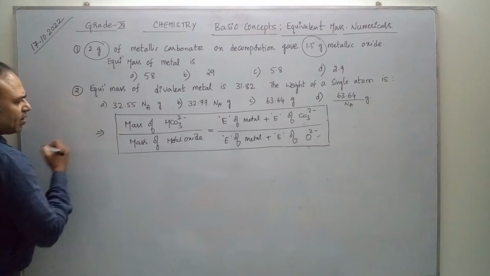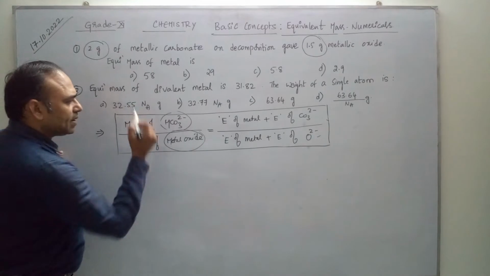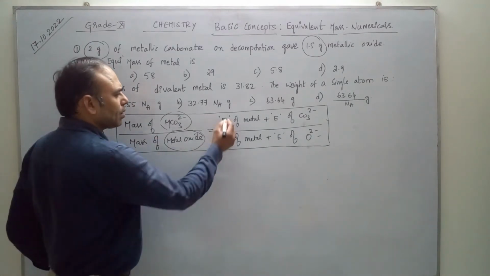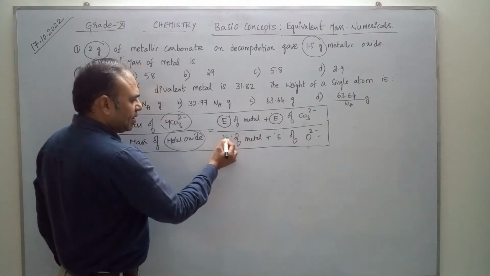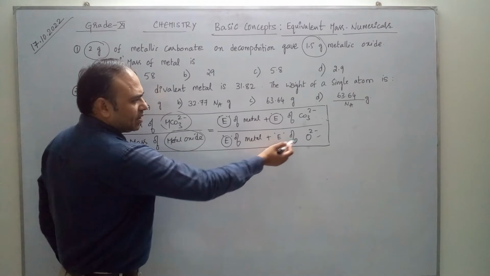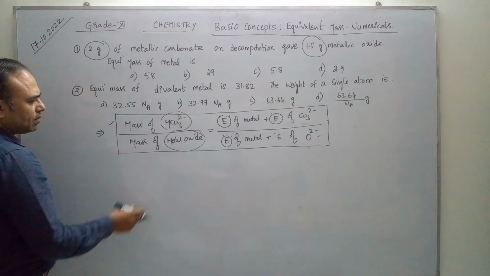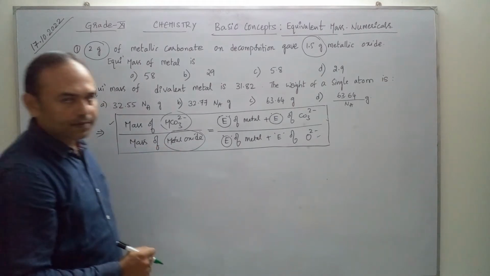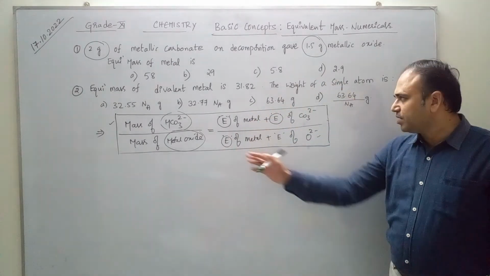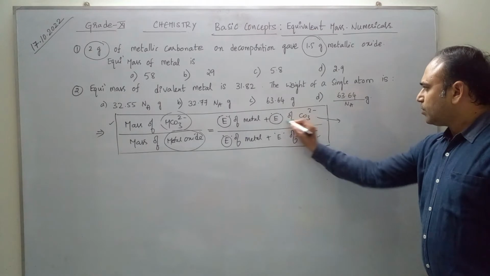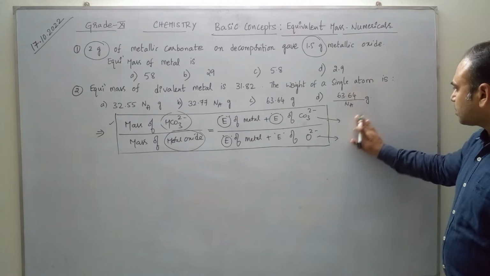So, an important formula here: mass of metal carbonate by mass of metal oxide is equal to equivalent mass of metal plus equivalent mass of carbonate divided by equivalent mass of metal plus equivalent mass of oxide. Very simple. Numerator you have carbonate and denominator you have oxide. Now the important thing is we need to substitute the values here and then calculate equivalent mass of carbonate as well as oxide.